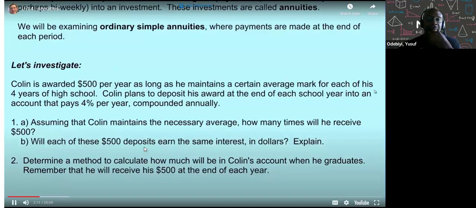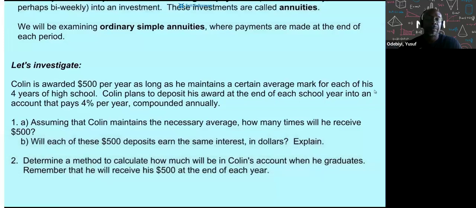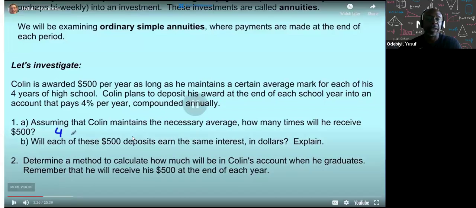Well, let's start with question 1a. It says, assuming that he maintains the average, how many times will he receive $500? Well, if he's rewarded $500 at the end of every year for 4 years of high school, this one seems pretty obvious, but he's going to earn it 4 times. And now the question is, will each of these deposits earn the same interest in dollars?